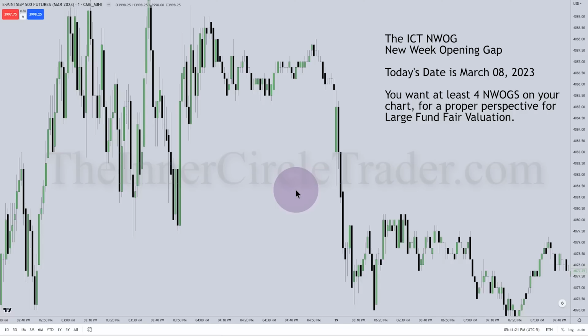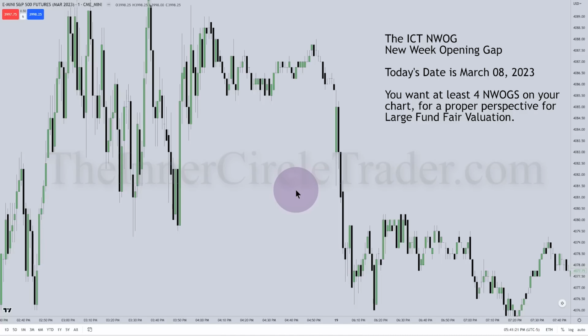Now, a real liquidity void is an absence of any buying and selling. There's no printed data between two specific price points. And I like to have a minimum of 5 weeks worth of it. But you want to have at least 4, minimum 4 new week opening gaps on your chart for proper perspective of large fund fair valuation.